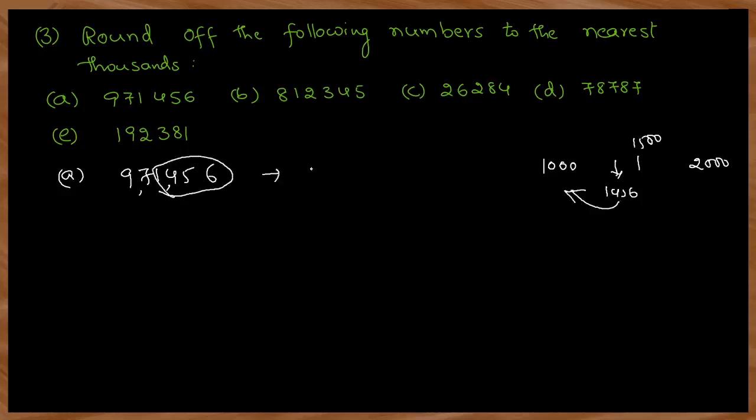So which is 9,71,000. We can write 9,71,000 is the nearest 1000. Okay.